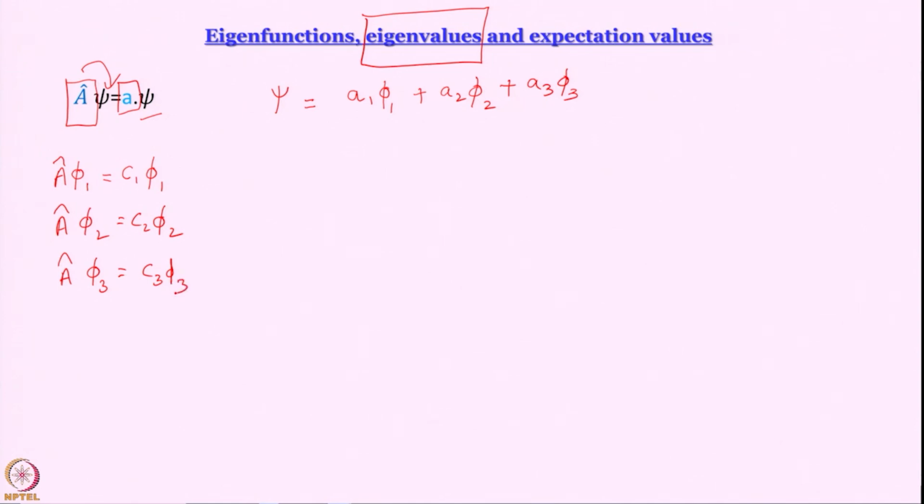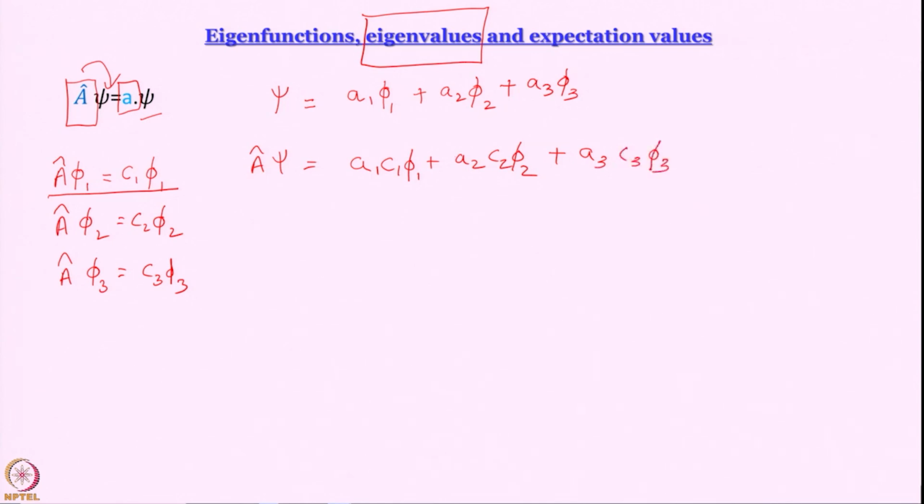Is psi an eigenfunction of A in that case? Let us see. Remember, these are all linear operators. So, when A hat operates on psi, what do I get? I get A1 C1 phi 1 plus A2 C2 phi 2. Where is the C1 phi 1, C2 phi 2 coming from? From here, plus A3 C3 phi 3.